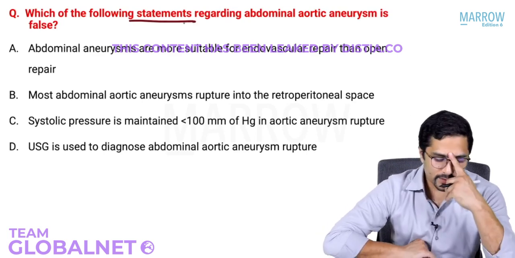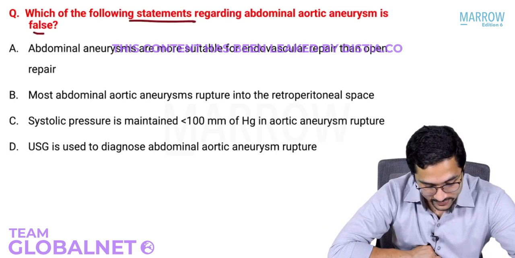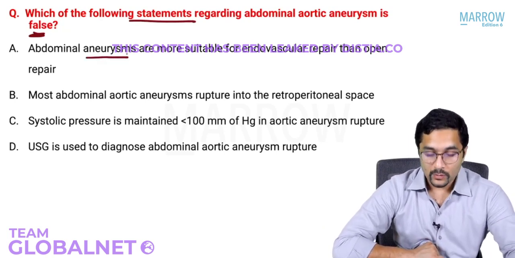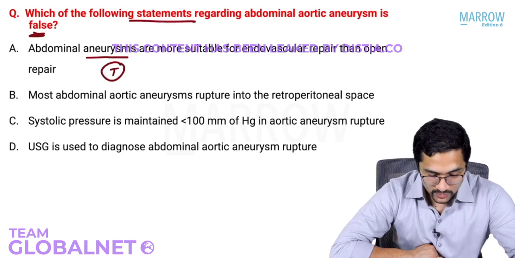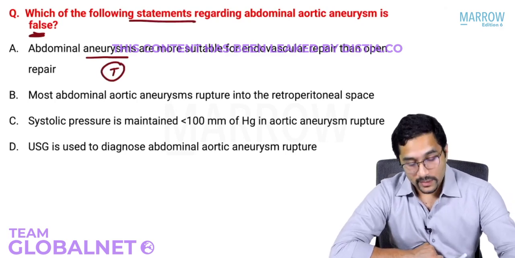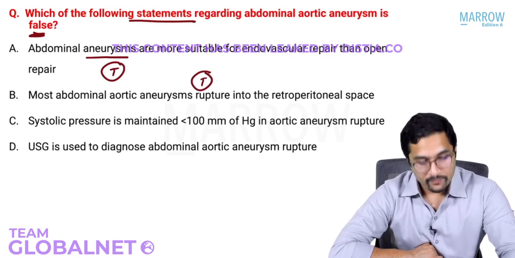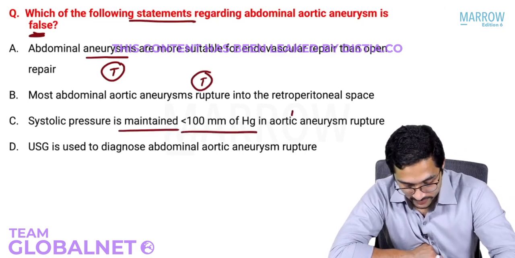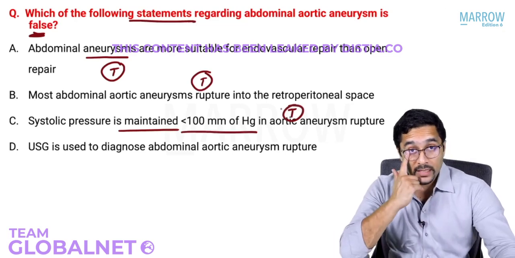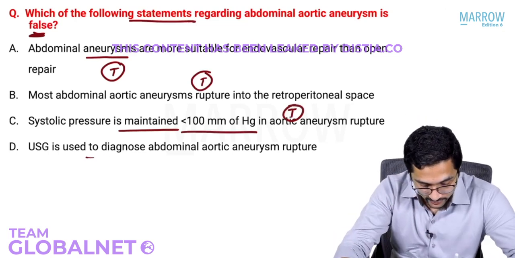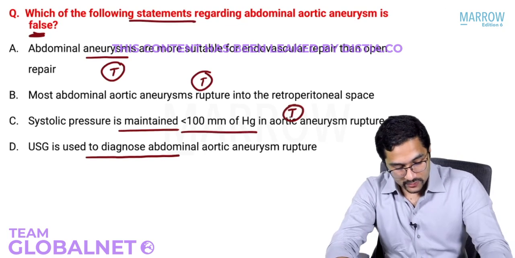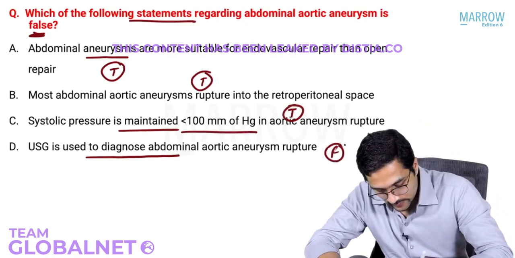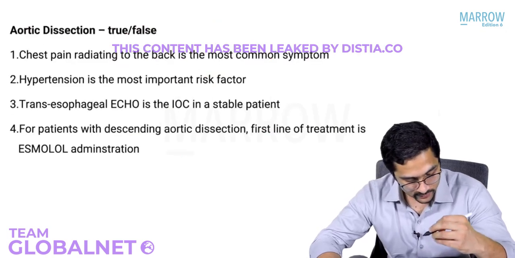Which of the following is false regarding abdominal aortic aneurysms? Abdominal aneurysms are more suitable to endovascular repair. This is true. Most abdominal aortic aneurysms rupture in the retroperitoneal space. True. Systolic BP should be maintained less than 100 in rupture. This is permissive hypotension. This is true. And ultrasound is used to diagnose abdominal aortic aneurysm rupture. This is a false statement.